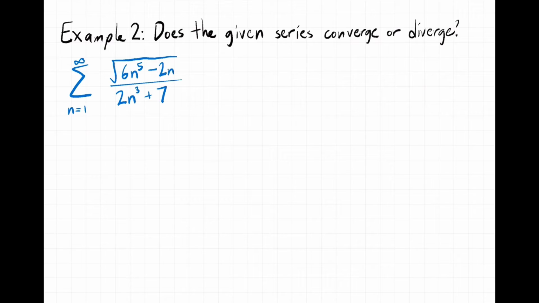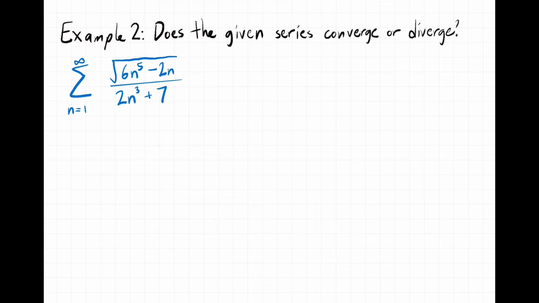We can't really use the direct comparison test here because it's going to be really difficult to figure out exactly what to compare it to and whether it's greater than or less than whatever we're comparing to. The limit comparison test is more flexible because we don't have to prove that our terms are actually strictly greater than something else or strictly less than something else. As long as the quotient of the two terms from the two series approaches some constant, some value that is not 0, then we're good to go. So the question is, what series should we compare this to?